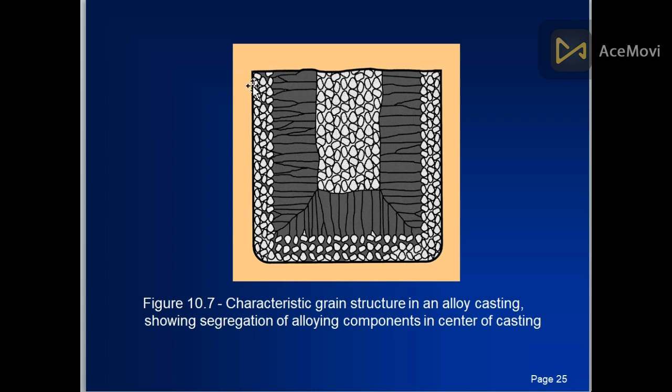This is for the alloy. There is solidification here also, but the other metal is not solidifying at that point. So there are different types of structures, grain structures. These are elongated, but these are not grain. This is granular structure.